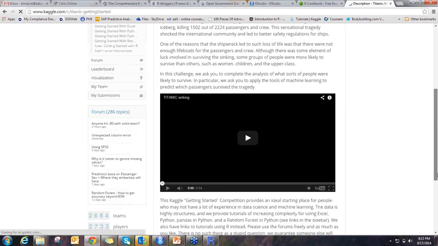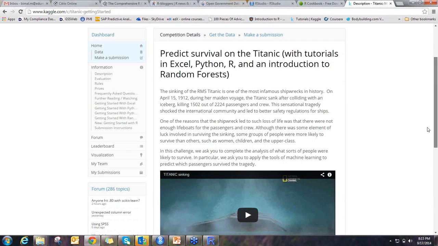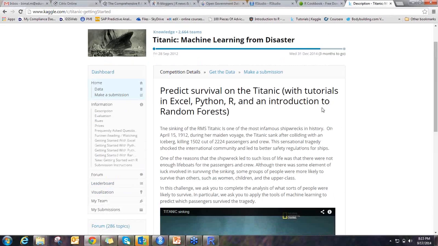There are also tutorials available in R for that, if you are curious to learn. This is a knowledge competition. There are no prizes for this, but it's a good way to get started. So this is where logistic regression is used. Logistic regression is a type of regression that helps you do classification.